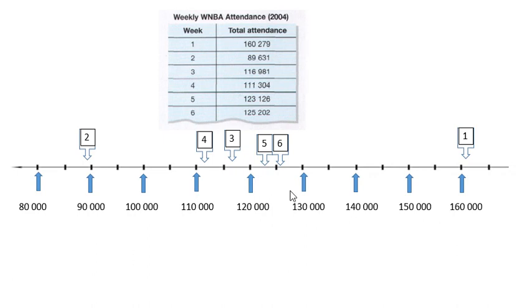So if we were to order these numbers specifically from least to greatest, first would be week 2, 89,631. Then is week 4, 111,304. Then week 3, 116,981. Then week 5, 123,126. Then week 6, 125,202. And then week 1, 160,279 in order from least to greatest.